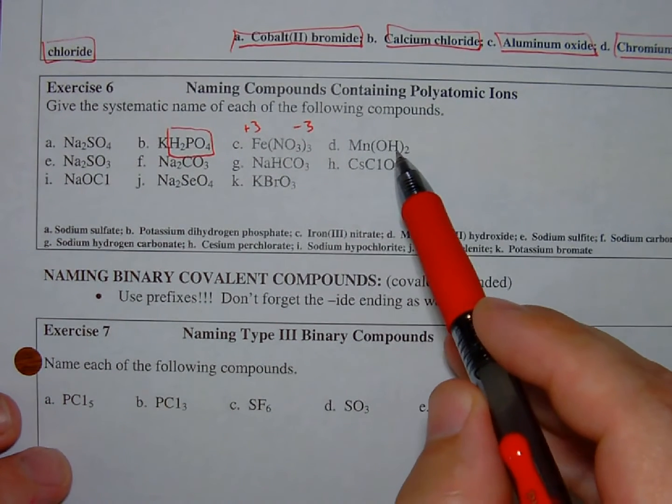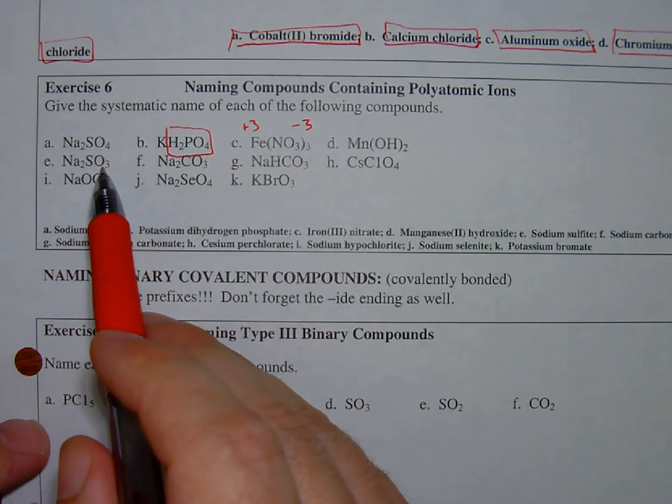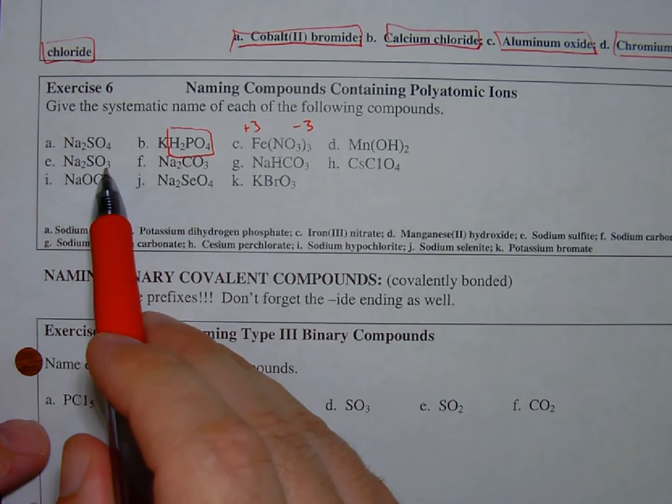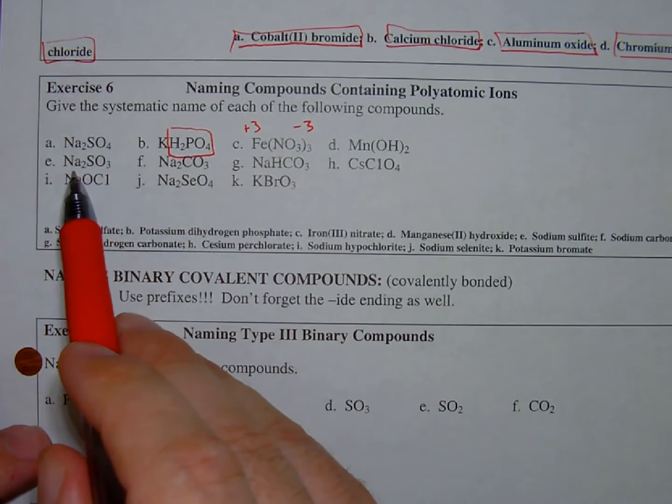Here's a hydroxide, right? Here's a hydroxide paired with manganese. Hydroxide has a -1 charge. There are 2 hydroxides, so that's a total of -2 charge. And so the single manganese atom must provide those 2 charges. So that's manganese(II) hydroxide. Here's the sulfite polyatomic ion. See how it has 1 less oxygen than the sulfate? So this would be sodium sulfite.